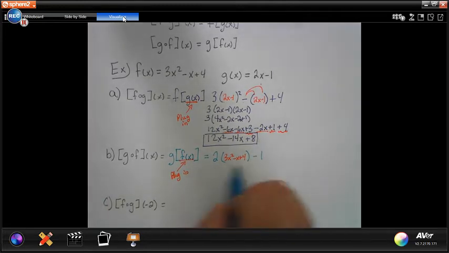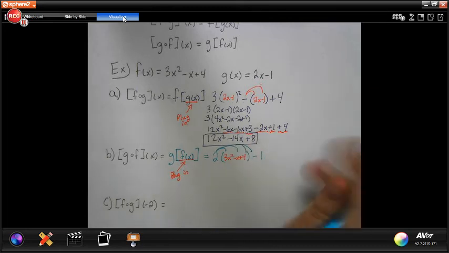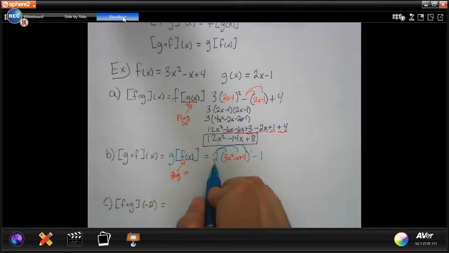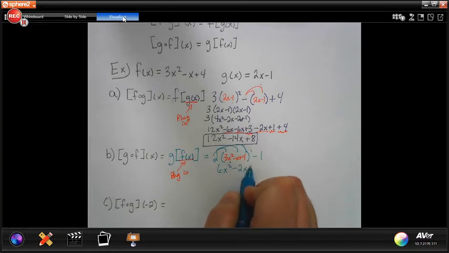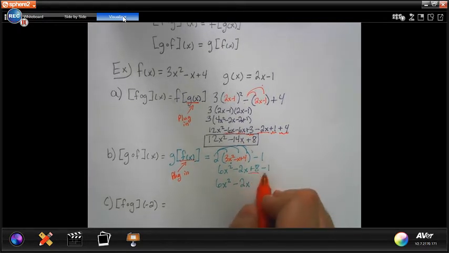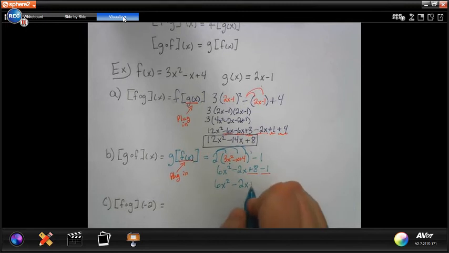Okay. We don't have exponents to deal with, so we do have a bit of distribution to deal with. Okay, so 2 times 3x squared is 6x squared minus 2x plus 8 minus 1. And then combine like terms. Well, 6x squared has nothing to combine with. Minus 2x, that has nothing to combine with. We have plus 8 minus 1, which is plus 7. And this would be your official answer.